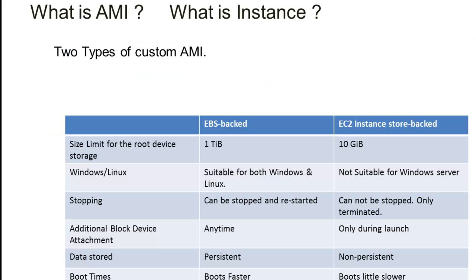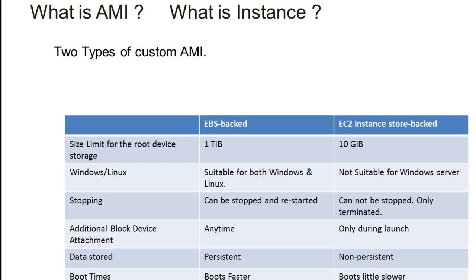Now in the Amazon world, there is a concept called AMI, the naming convention, AMI and instance. What is instance? What is AMI? AMI is like a template, Amazon Machine Image. And what is an instance? An instance is like creating an actual machine from that AMI.